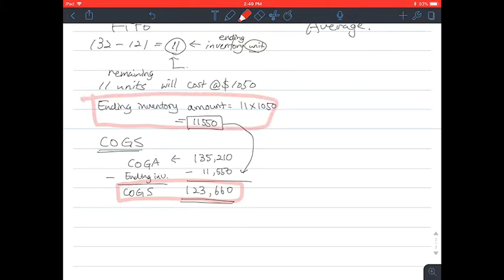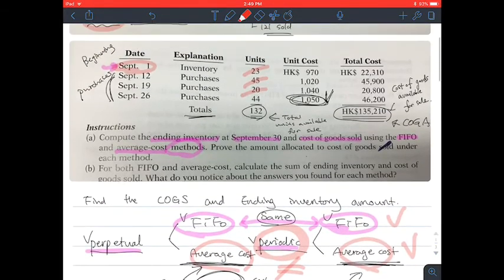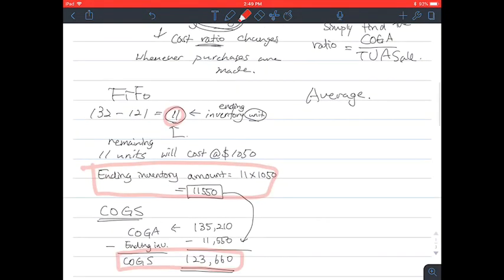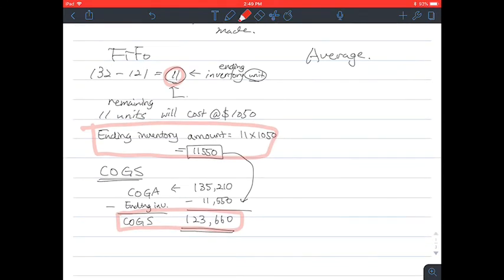See here, we know the units remaining in inventory, and then we calculate it using FIFO because it will be used first in first out. So the beginning amount will be used first, and then the next purchase will be used, then the next purchase will be used. So the remaining 11 units will cost $1,050. Okay, that is FIFO.